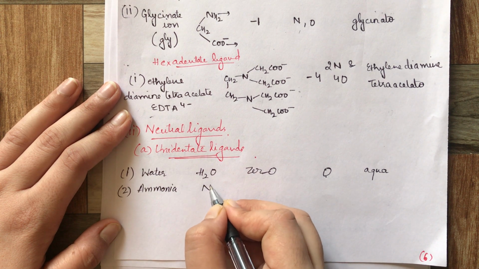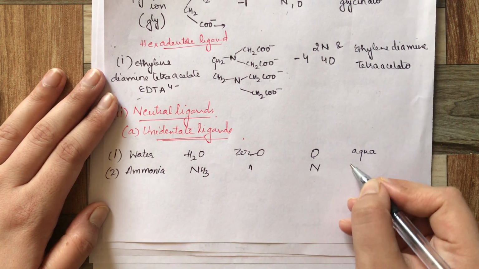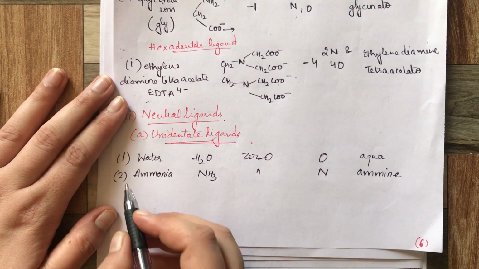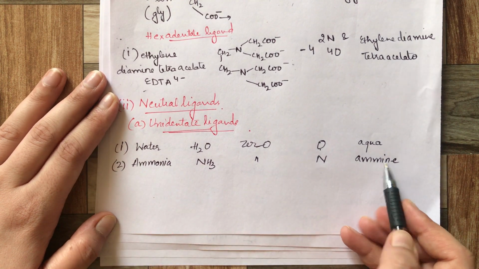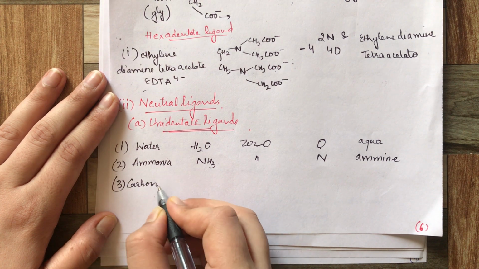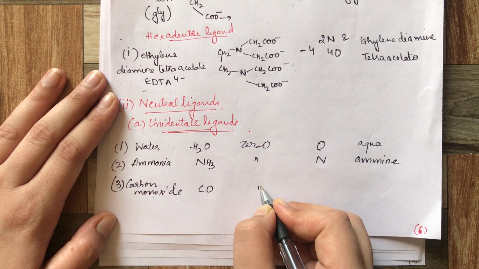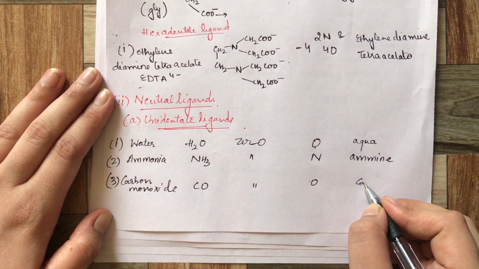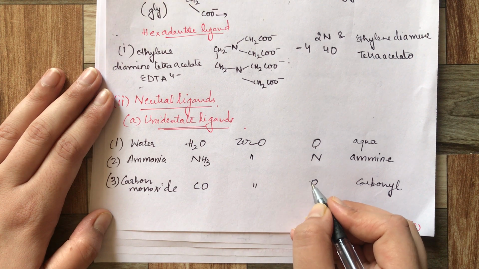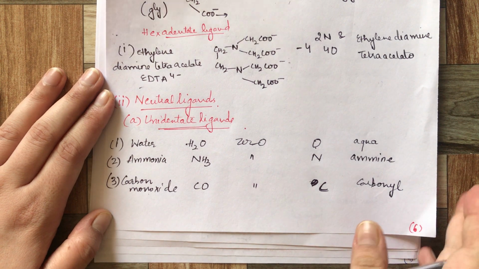The formula is NH3. The oxidation number is 0, donor atom is nitrogen, and it is called amine. Pay attention, I have used double M. So whenever ammonia is used, it bears double M. Next is carbon monoxide. The formula is CO, oxidation number 0, donor atom is carbon, and it is called carbonyl.